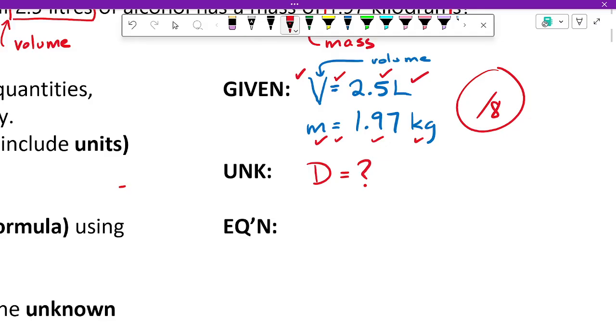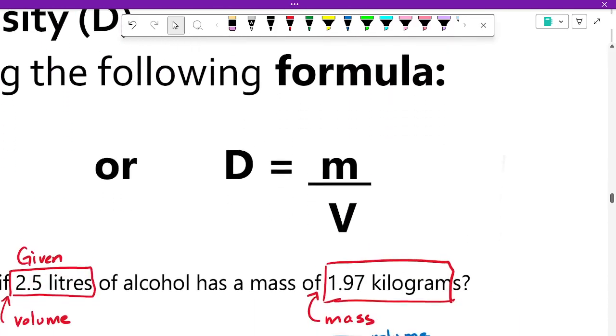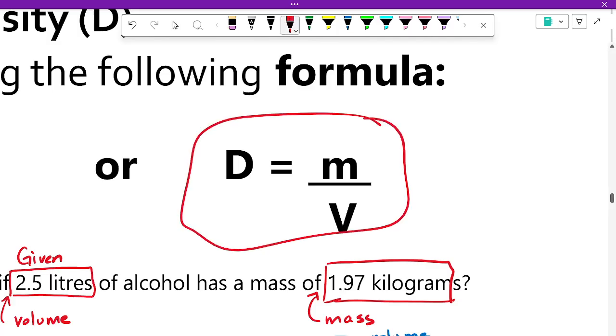What is our equation? And you just get to look that up, okay? You don't have to memorize them. If you want to memorize the formulas, please go ahead. That can be part of the enriched, right? But you don't need to. And this one's written right here. D equals M over V.